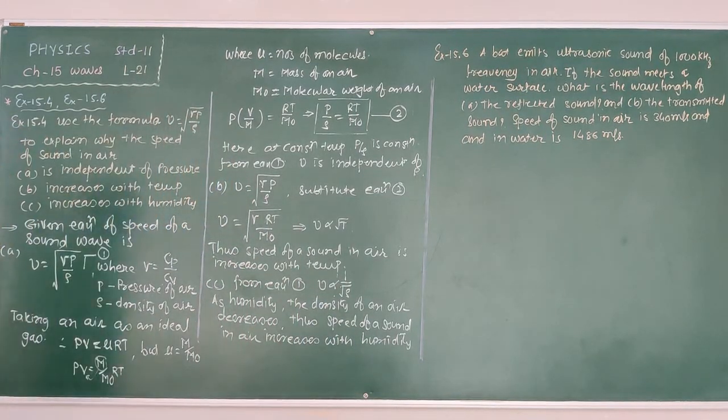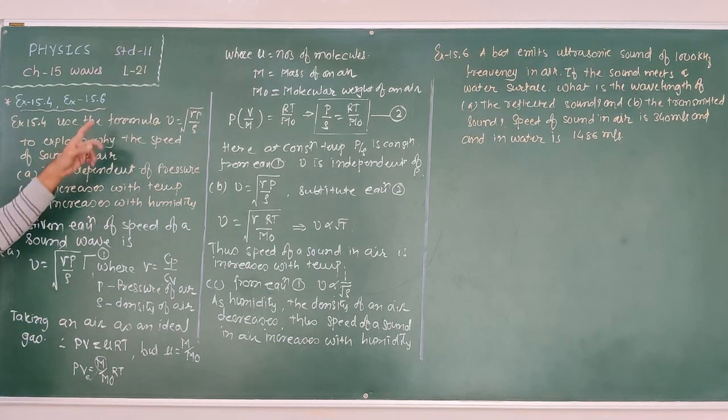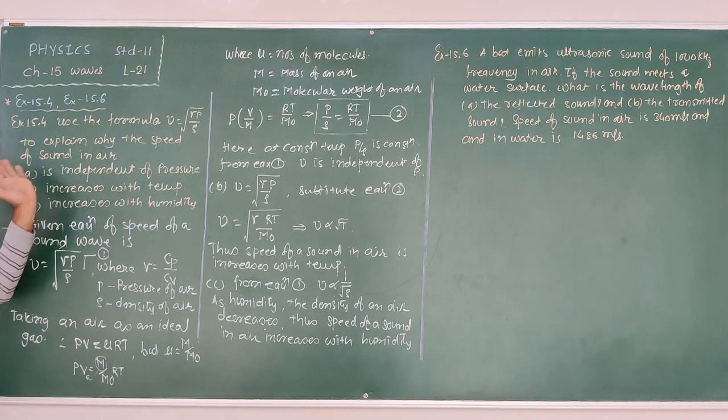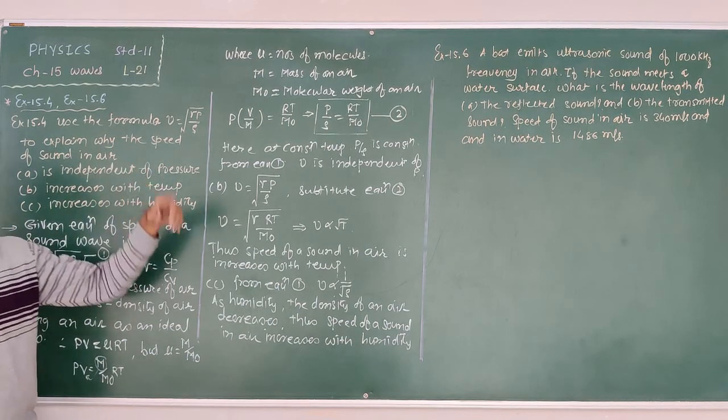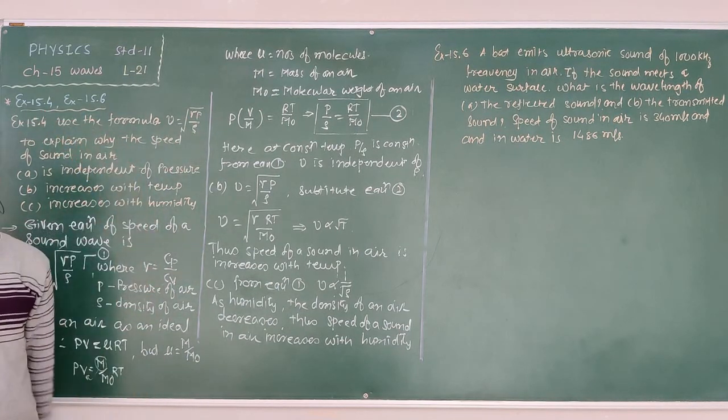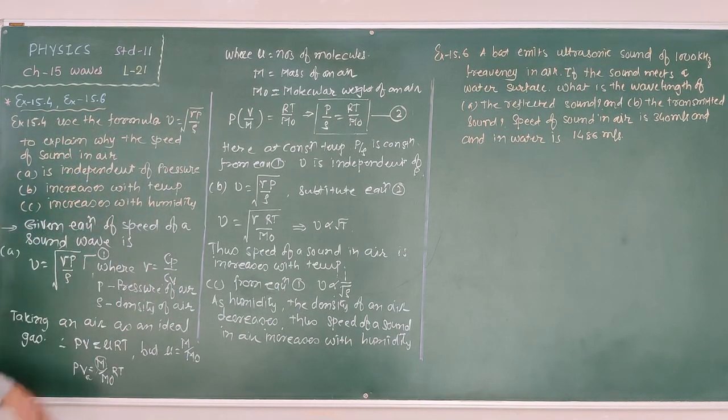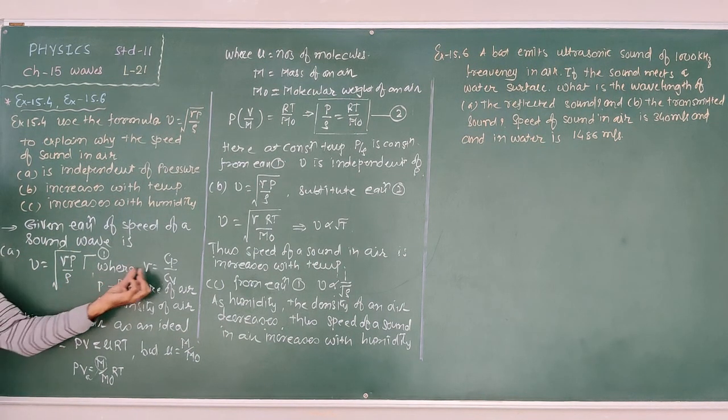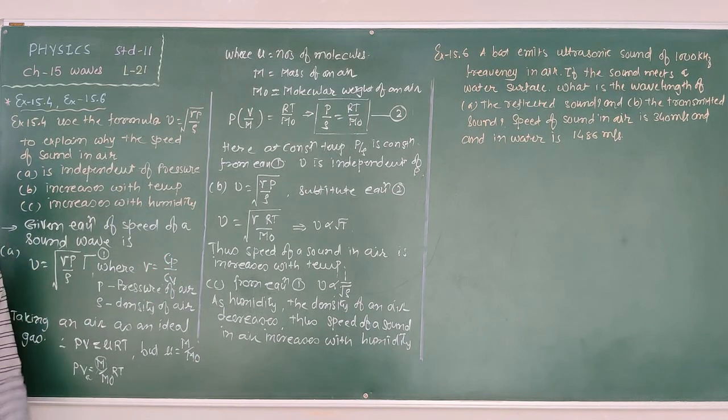Again, there is a very interesting numerical. Using the formula V is equal to under root of gamma P upon rho, explain why the speed of the sound in air is first independent of pressure, in spite of the pressure being present in the equation. Second, increases with temperature, and third, increases with humidity. Now the given equation V is equal to under root of gamma P upon rho, where gamma is equal to the ratio of Cp upon Cv.